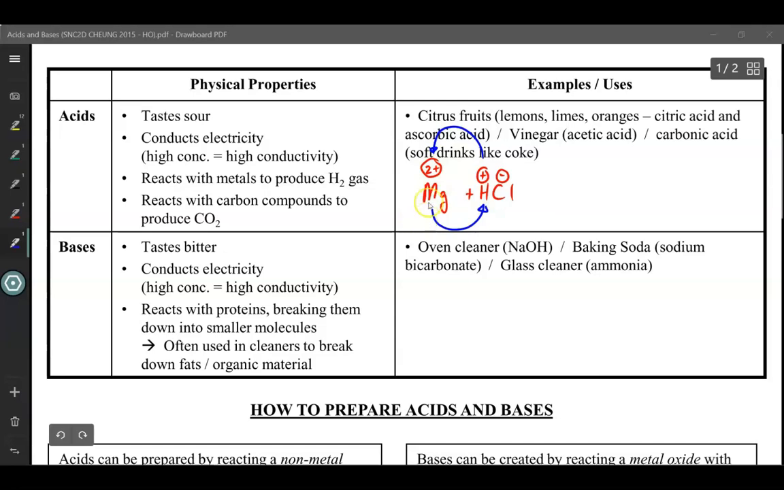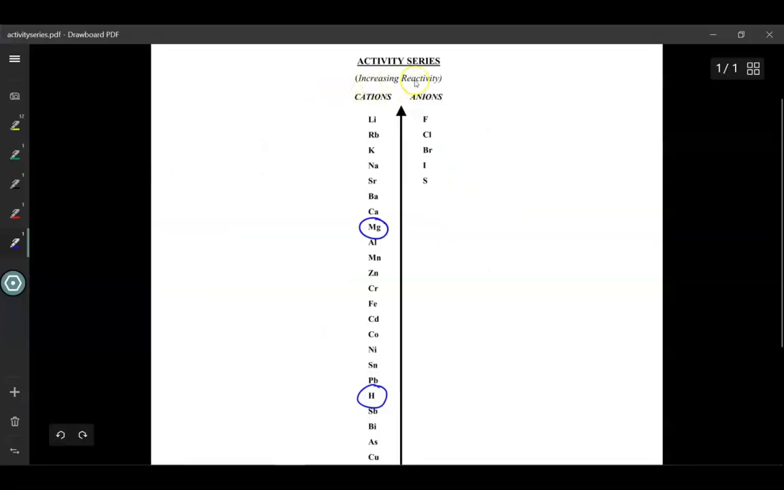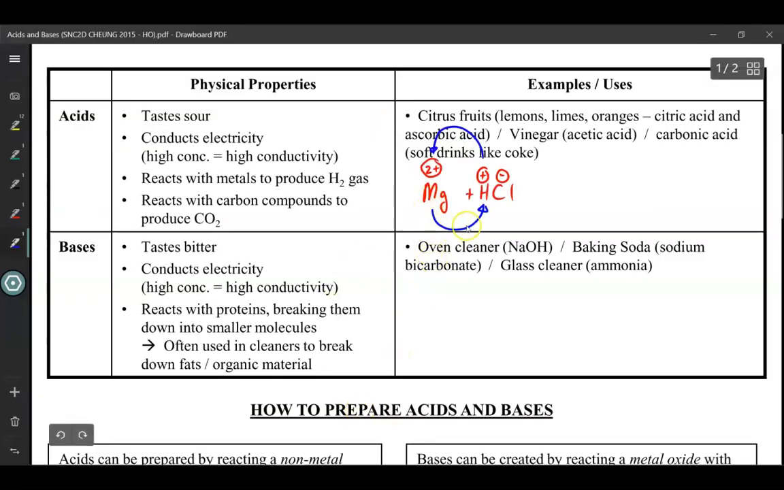So we need to check and see if the magnesium can displace or push out the hydrogen and take its place, thereby bonding with the chlorine instead. For that, we would consult our activity series. Only elements at the top will be able to bump out those at the bottom. So here we see magnesium is more reactive than the hydrogen, which means the magnesium is allowed to displace or bump out the hydrogen. We now have magnesium and chlorine bonded together.